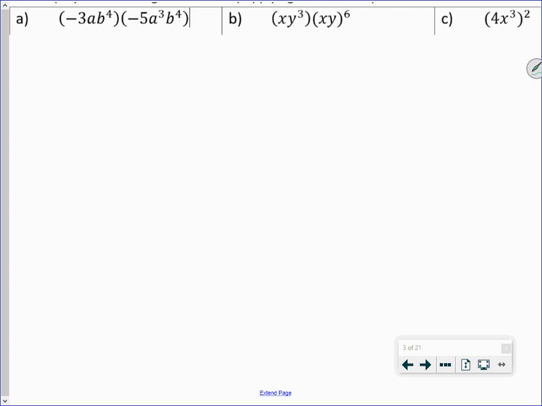So the first one is multiplying. We're not raising any powers to a power, so we're just multiplying. So negative 3 times negative 5 is 15. A times a to the third is a to the fourth. And b to the fourth times b to the fourth is b to the eighth. We are multiplying bases. You add the exponents.